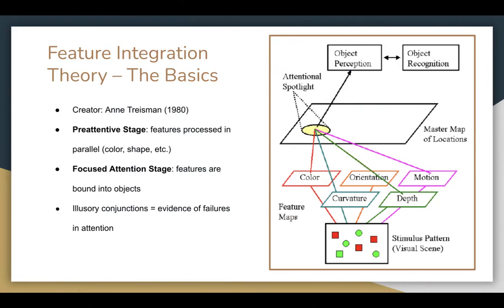Then, using the attentional spotlight shown here, our brain moves into the focused attention stage, combining the separate features at one location of the master map to perceive a full object, like a green square or a red circle. But if attention doesn't bind the features correctly, we can make mistakes. These are called illusory conjunctions, like thinking we saw a red X when the shape was actually a T.